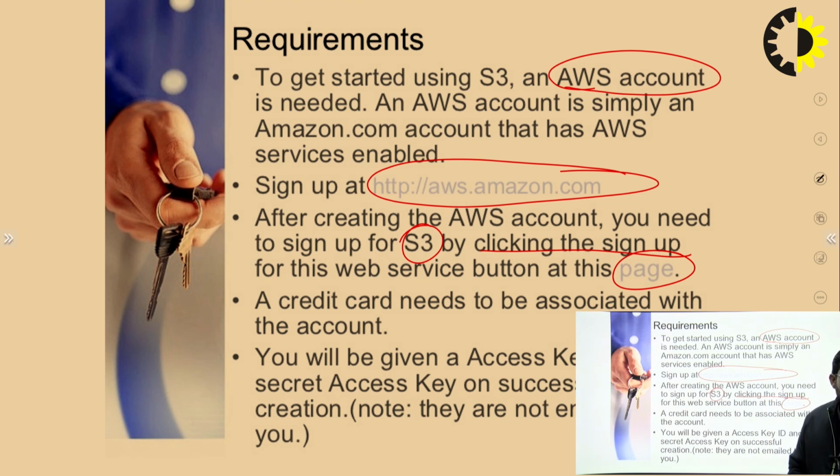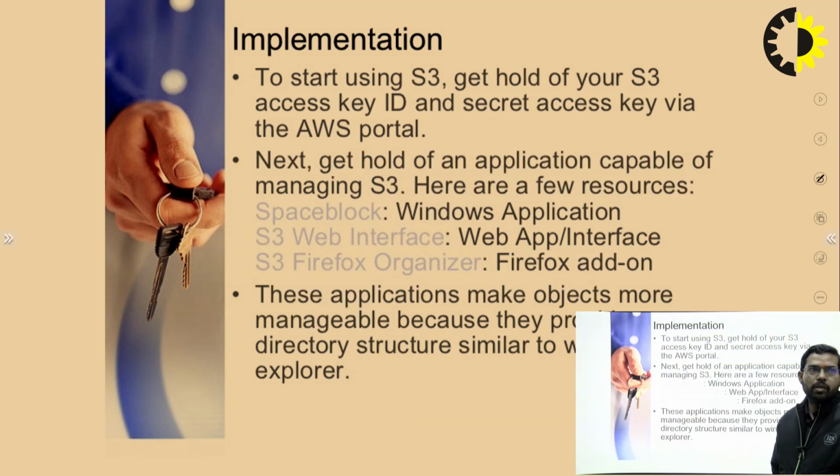A credit card needs to be associated with the account. You will be given an access key ID. You have the access key ID and the secret access key on successful creation. They are not emailed to you. Implementation: to start using S3, get hold of your S3 access ID and the secret access key, just like your user ID and password, via the AWS portal.